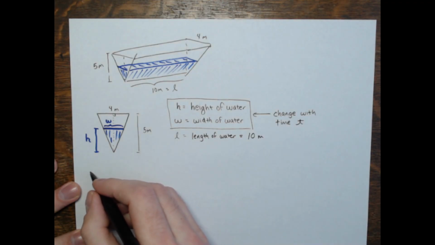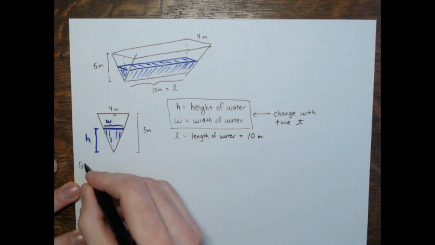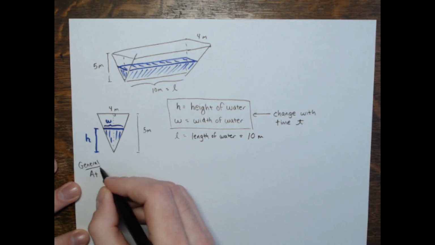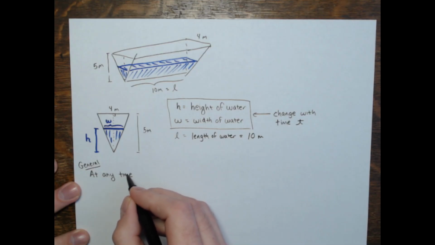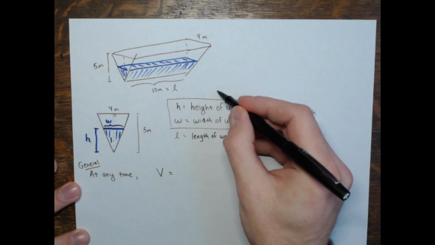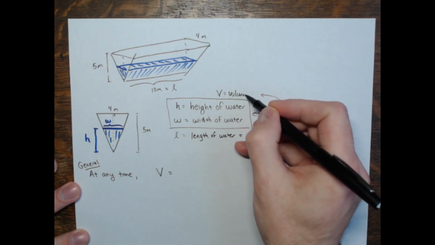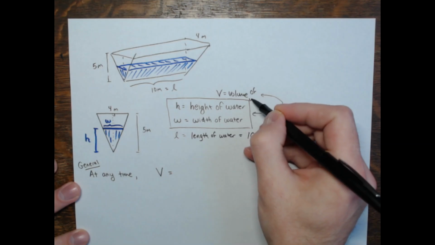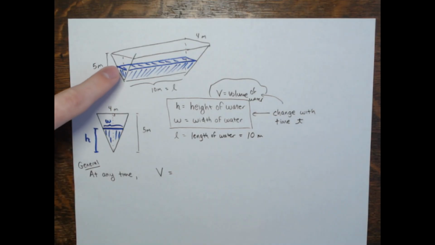And they told us, at any particular time. So we're going to start generally. So at any time, the volume of the water. So again, this is also changing, by the way. So I should probably have added this. So capital V will represent the volume of the water as well. And this is also changing as time goes on, because obviously there will be more water, so the amount of water will change as time passes.